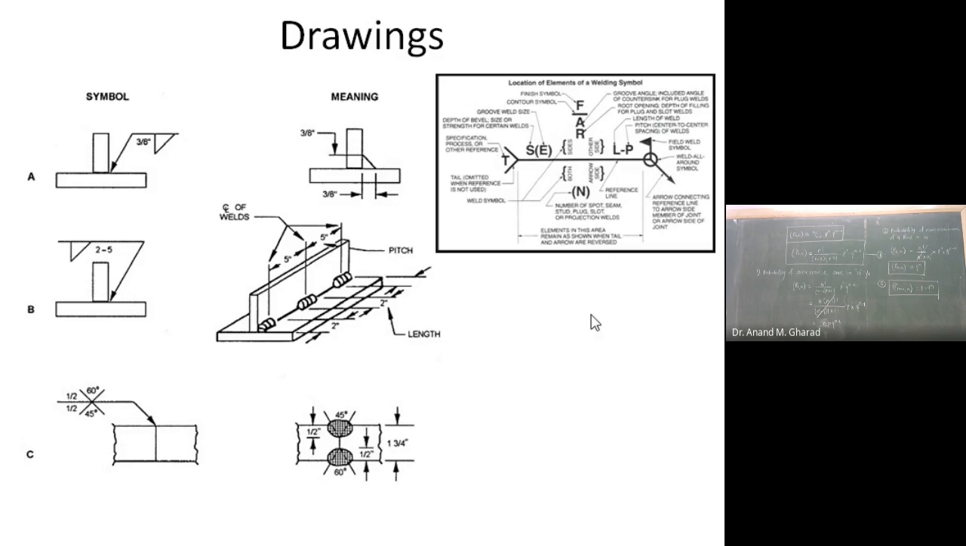ठीक है. तो slot welding, plug welding, उससे related वो terms है. Then what about this T, capital T? Specification of process. Great. What about these brackets?